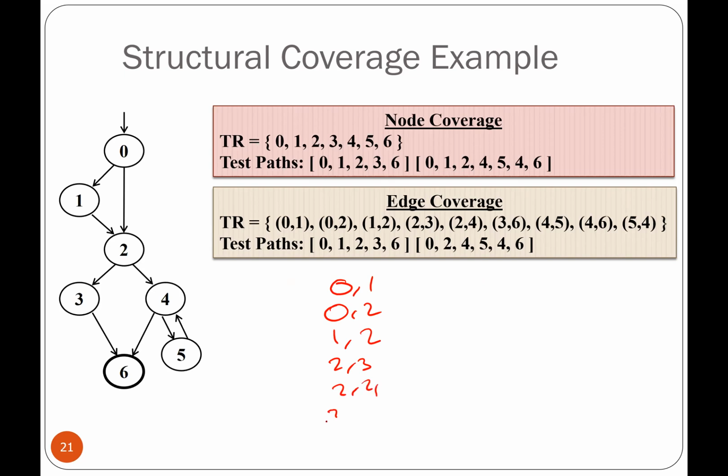And then I pick up the next one, 3. I got 3, 6, and that's it. Then the next one, 4. I got 4, 5, and I got 4, 6. The next one, 5. I can get to 4, and that's it. This is how far I can reach, and obviously 6 can't take me anywhere. And this is how I've done it. So the way we were doing it with edge pair coverage is the same exact way we were doing it in edge coverage, except that in edge coverage we were tackling it in an ad hoc way.